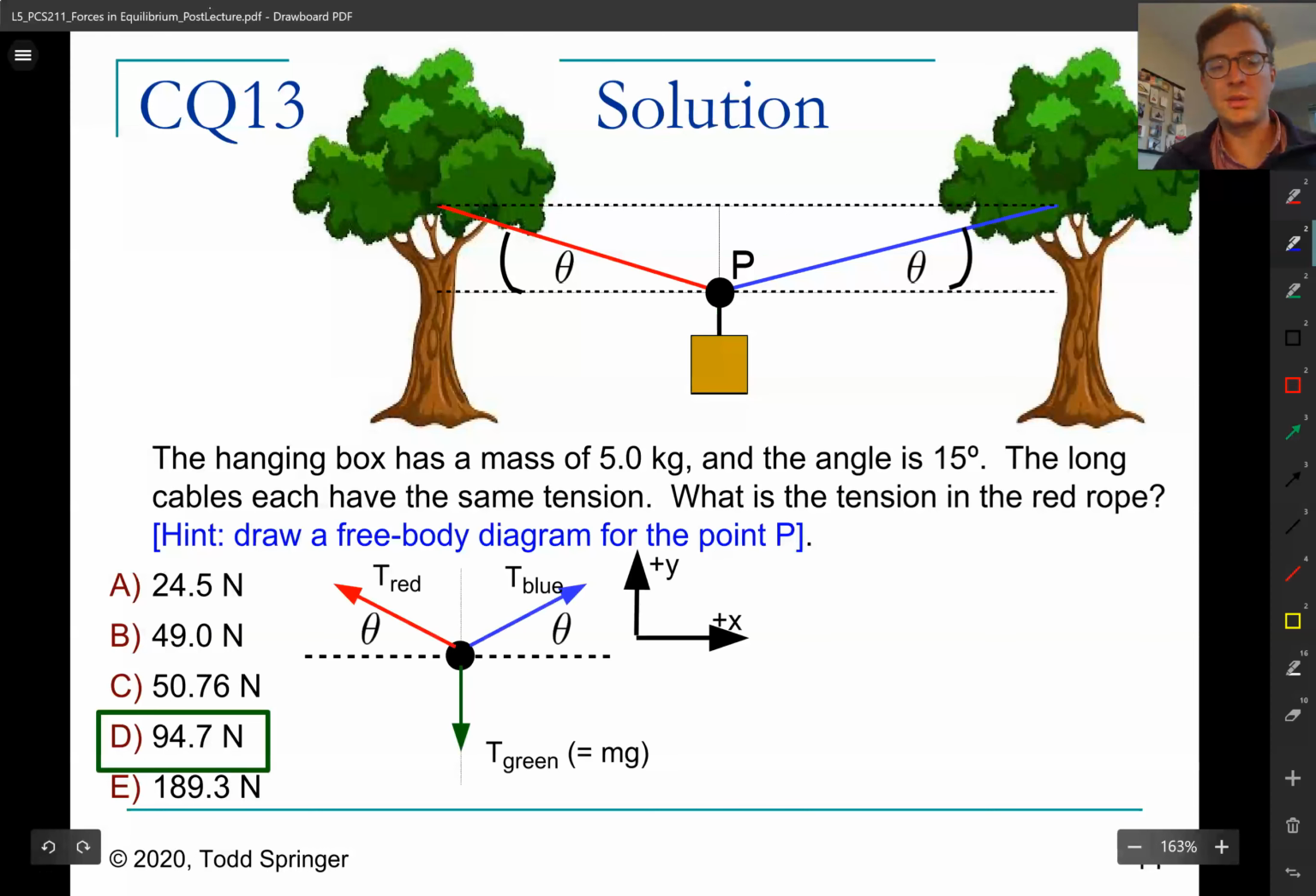So it looks like this. This is the free body diagram. The red tension pointing up at this angle theta, the blue tension pointing up the other direction at the angle theta, the green tension pointing downward. And we said previously that the tension in the green rope is equal to mg. Okay.